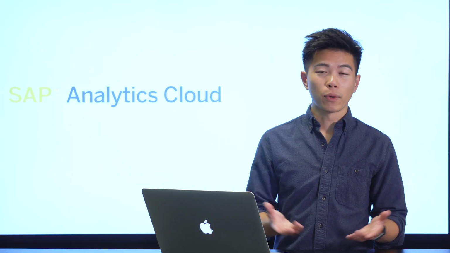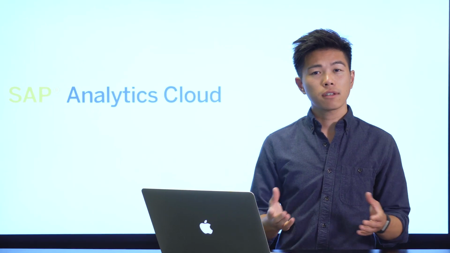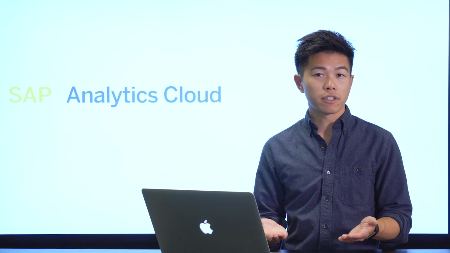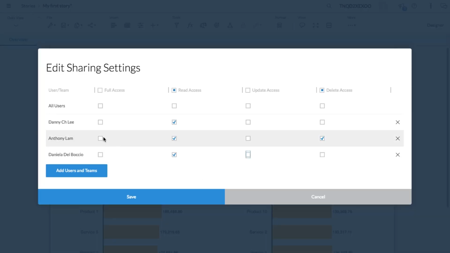Sharing is important, but when it comes to your organization's data, security is the #1 priority. So Analytics Cloud protects you with enterprise-level security features. If you want to change someone's access level or remove their rights from a particular story, simply open the sharing settings, update them, and click Save.